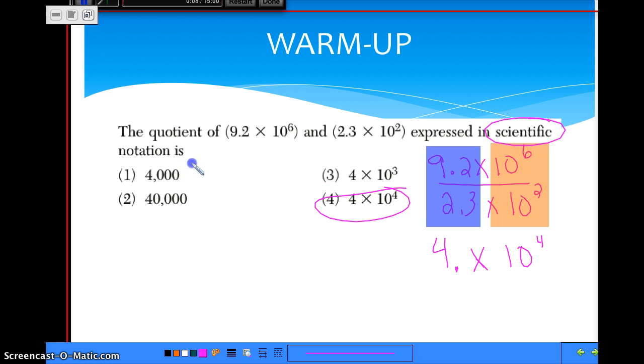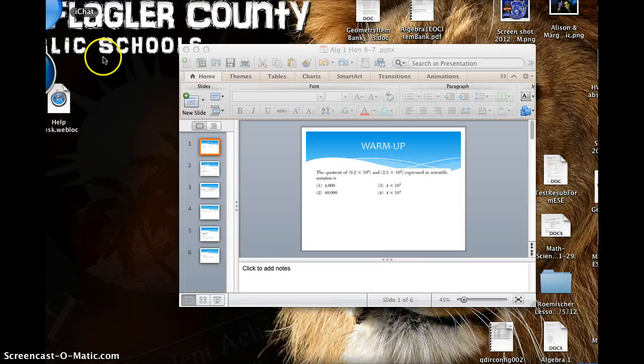Okay, these two answers right here, this one is correct as well, however it's not written in scientific notation. So be careful because they're definitely trying to fool you on that.